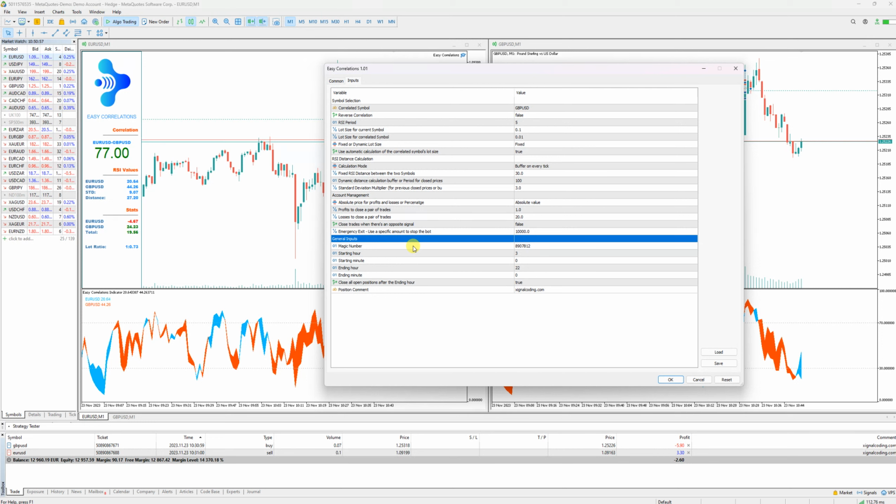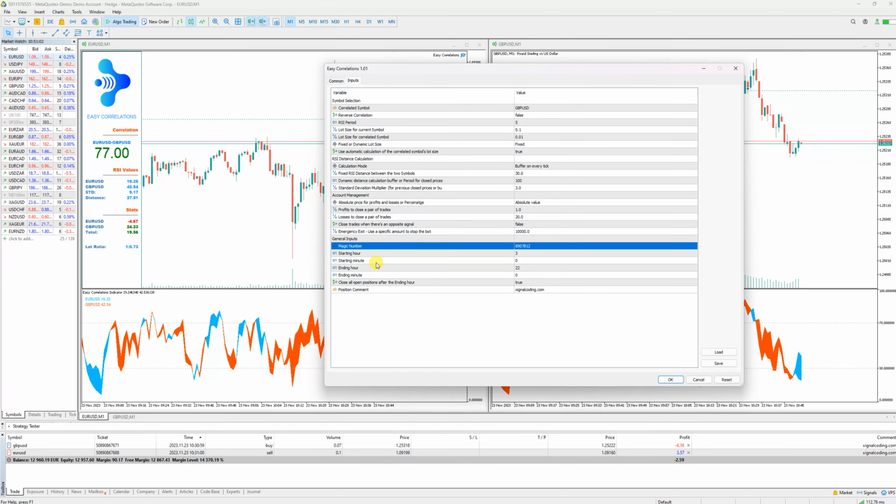Next, we have some general inputs. The first is the magic number. Remember to always change the magic number when you have a fresh new version of the robot that you want to apply with new stats. And of course, if you want to use multiple versions in different charts to trade in a different way, you have to have a different magic number. So every time you apply a robot, just change the magic number and you will be all right.